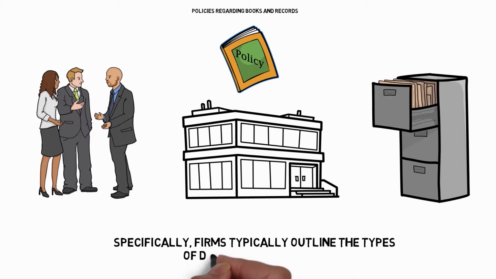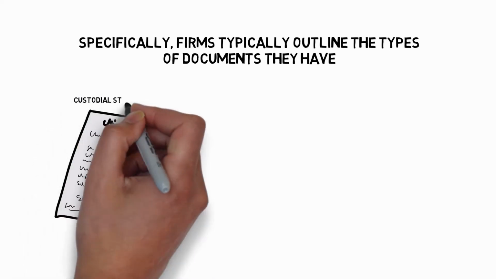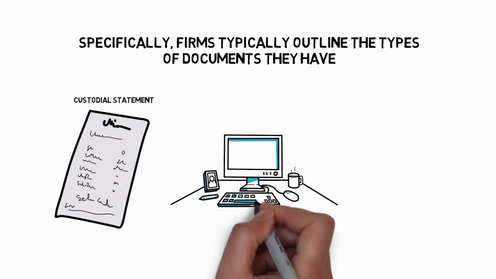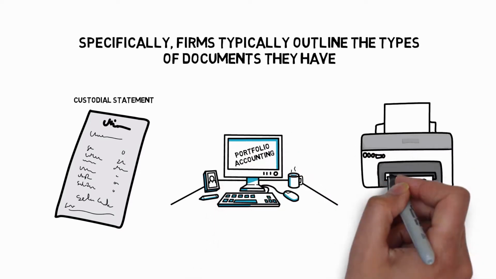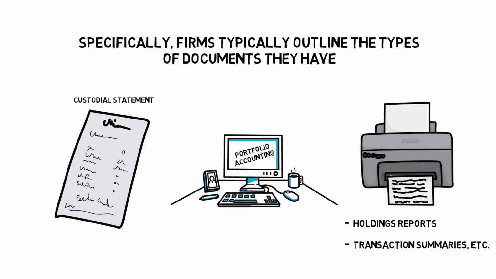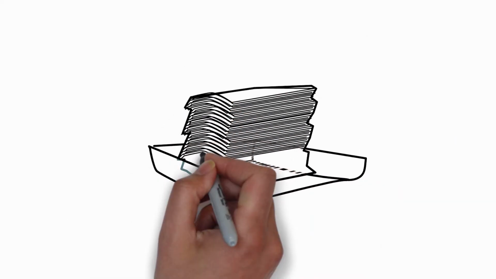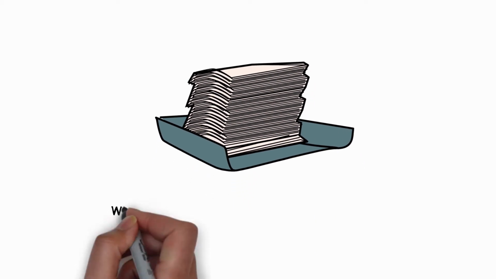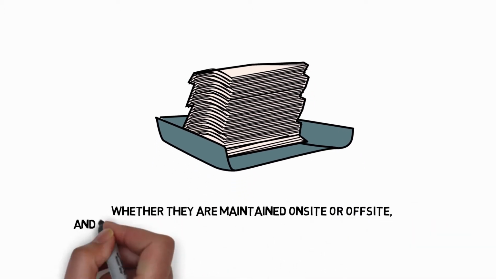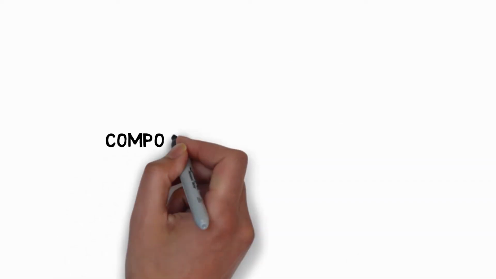Specifically, firms typically outline the types of documents they have. For example, custodial statements, records maintained within a portfolio accounting system, printed records from a former portfolio accounting system such as holding reports, transaction summaries, etc. In this section, it is also important to mention whether files are hard copy or electronic, whether they are maintained on-site or off-site, and if there's a limit to the amount of time they are stored.